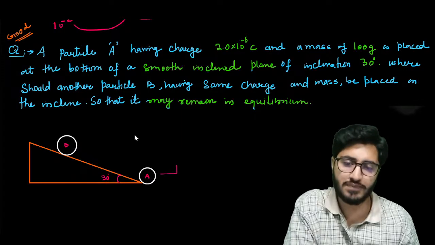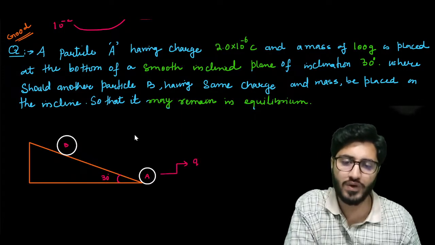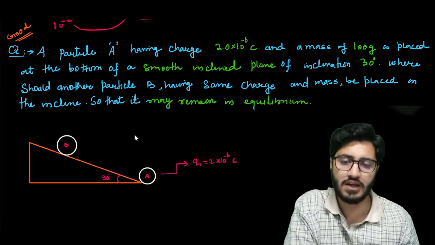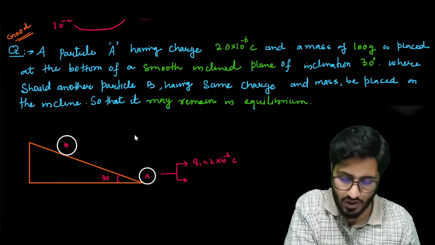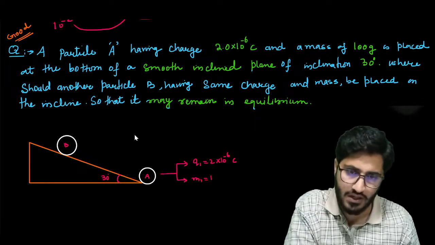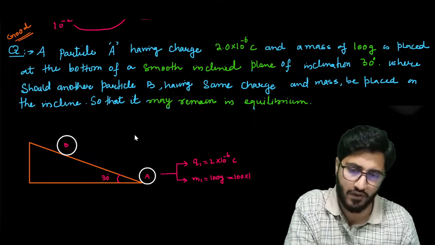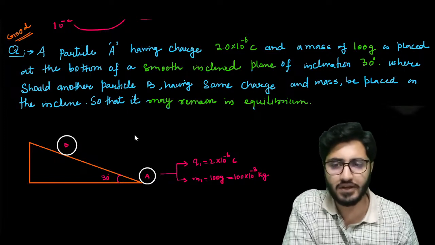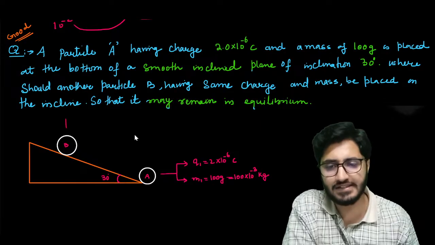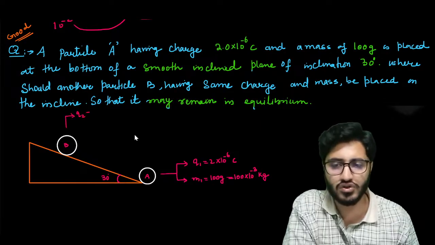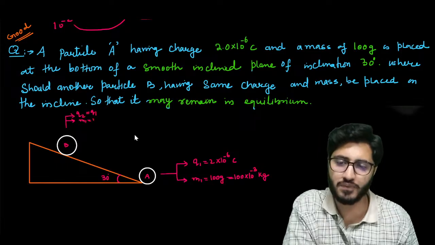For this particular particle, my charge Q1, let's suppose, is given to me as 2 into 10 to power minus 6 Coulomb. And one more thing, that is mass. Mass is also given to me. Mass 1 is 100 gram, which is equal to 100 into 10 to power minus 3 kilogram. For B, with the same charge, that means Q2 is also equal to Q1, and the masses are the same, that is M1 is equal to M2.